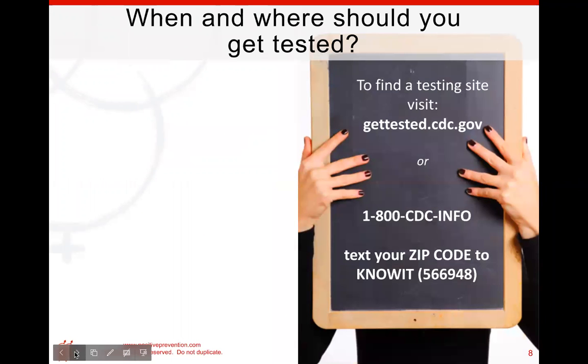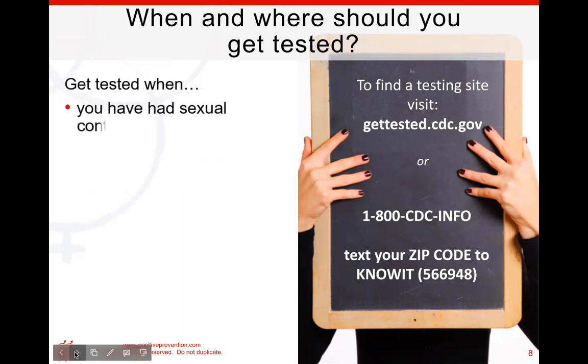All right, so when and where should you get tested? We talked a lot about the different STIs that you can have and how they occur, but when and where can you get tested? You can get tested when you have had sexual contact with another person. For an accurate chlamydia or gonorrhea test, you want to wait at least 2 weeks after you've had sex with your partner.